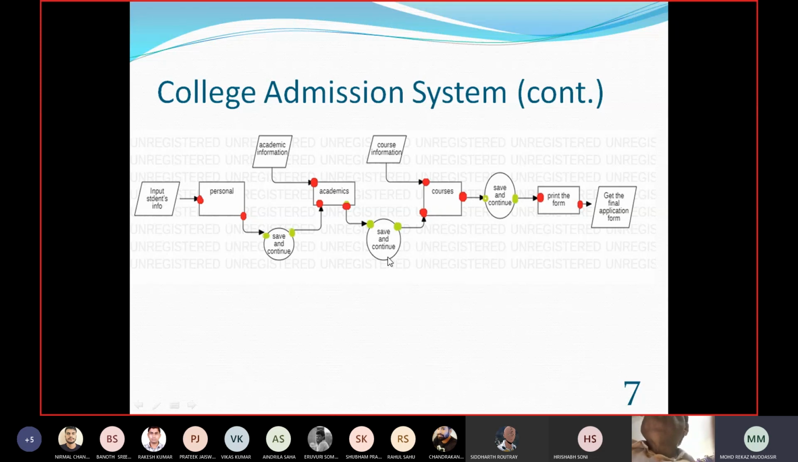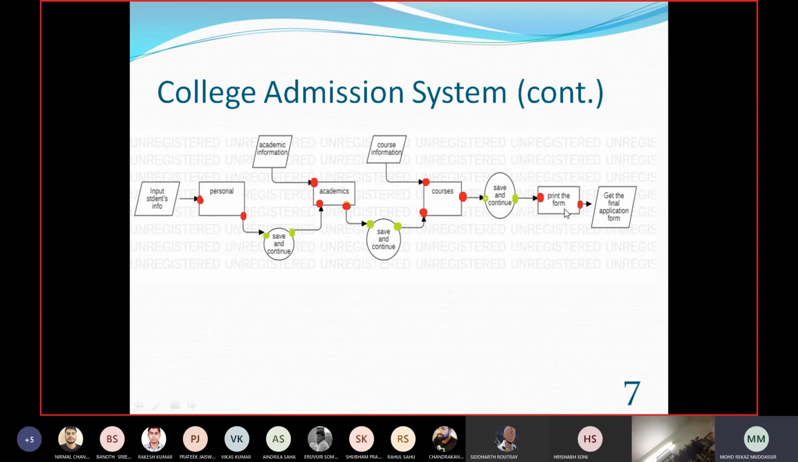After pressing that save and continue, we get transferred to the courses component. The same thing will happen in the courses component. We will give all the course information, like in which course we need to go, like we want to do the MTech in computer science or software engineering or information security or anything else. We will give that information, and after that there will again be a button, save and continue, which acts as a connector that will take us to the component print the form.